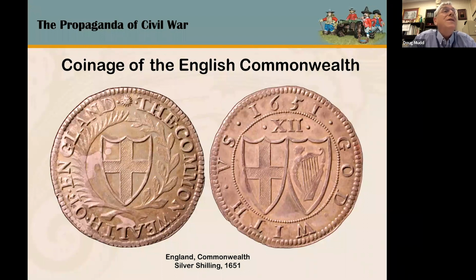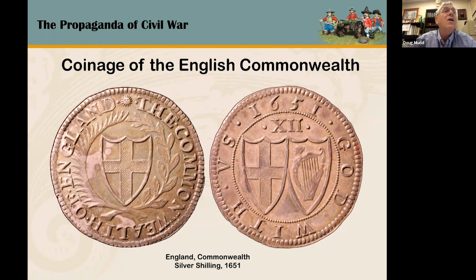They also put the date for the first time on all coinage of the period. The date had been put on English coins earlier on a sporadic basis, but for the first time, they're using a date for every issue each year. Now on the reverse, you see change.